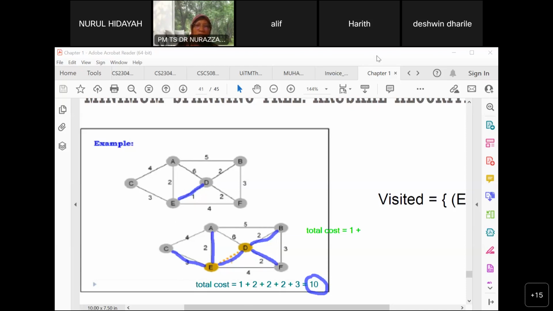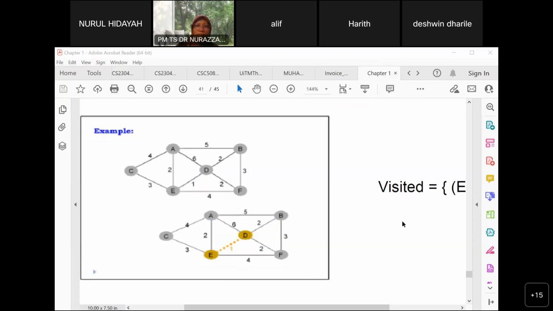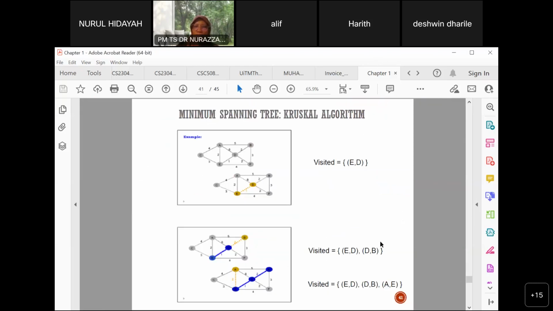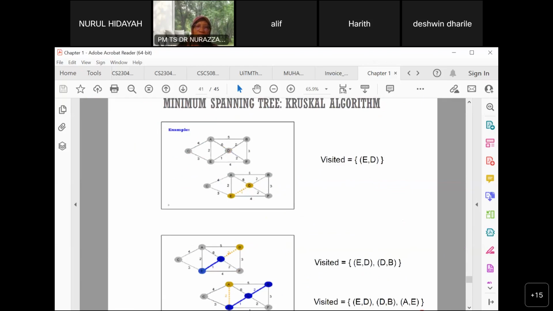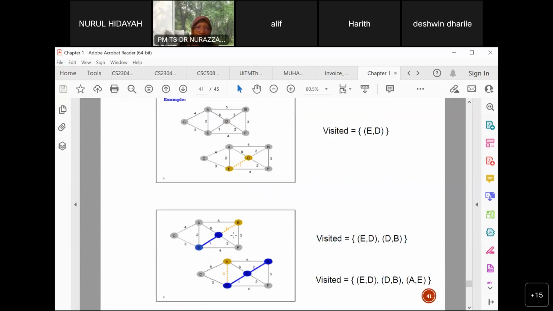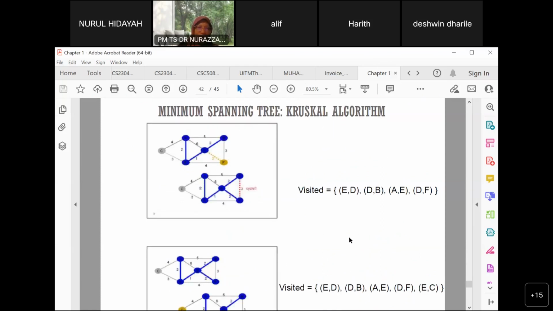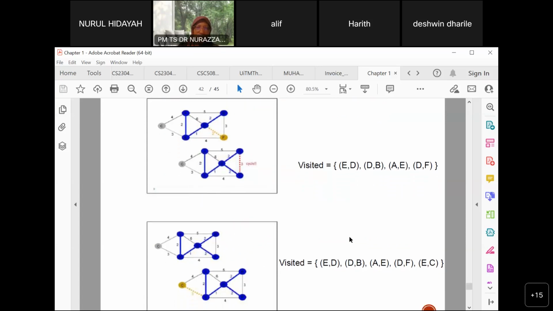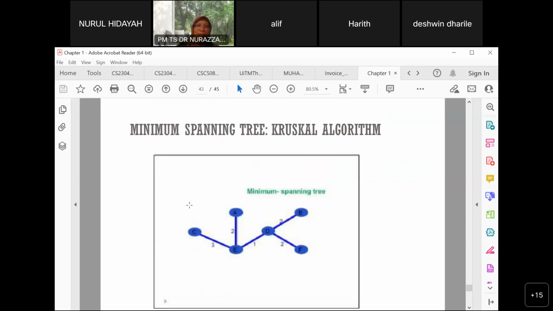Any question so far? Okay. So ini visited ED tadi. That means dia dah visit ED. Kemudian the second one bawah ni dia ambil yang tu DB. Okay. Kemudian dia tambah AE. Okay. Kemudian dia tambah tadi apa tu? EC, DF. Okay. Dan akhirnya ini dia lukis yang tadilah, ambil hanya yang connected saja.